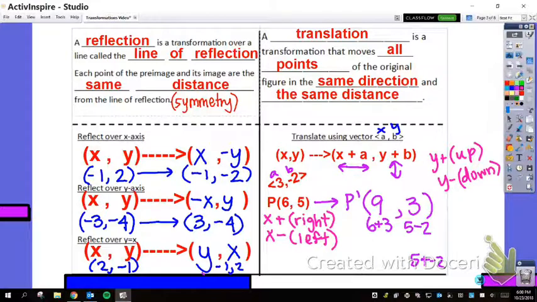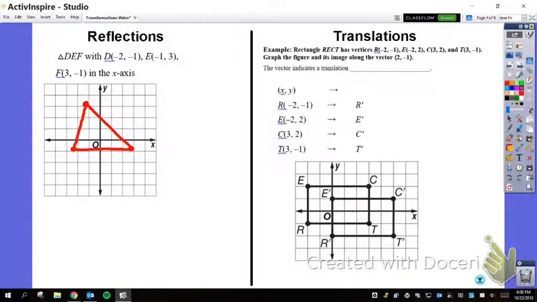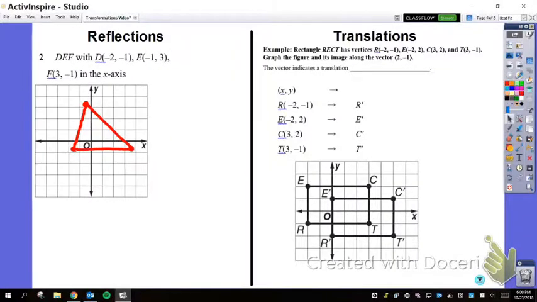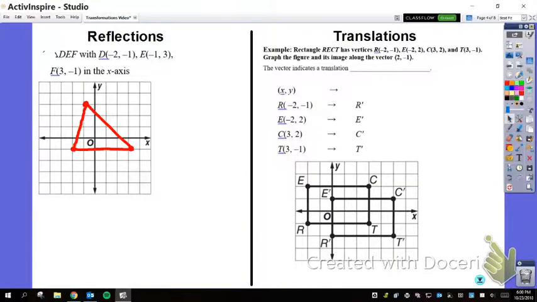Okay, so let's look at an example of each of these. So on the next slide, I've got our examples. So we're going to start with reflections. Okay, so with our reflections, I already plotted our original points. So we have -2, -1. Let me shift my graph so they're actually in the right place. Okay, so -2, -1 is point D. So here's D, our original D. -1, 3 is our point E. And F is at 3, -1, which is right here.